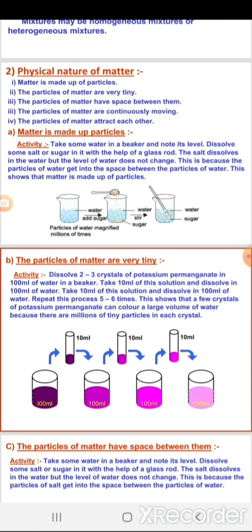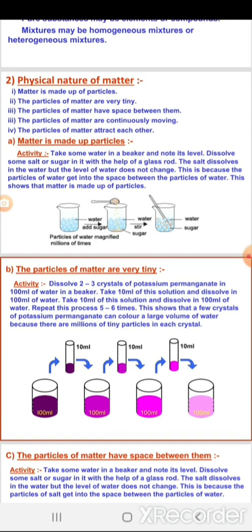So the first is, as you know, they occupy space and they have mass. Second, they are made of particles. These particles are very tiny. These particles possess spaces between them, and these particles of matter are continuously moving, and these particles of matter attract each other.